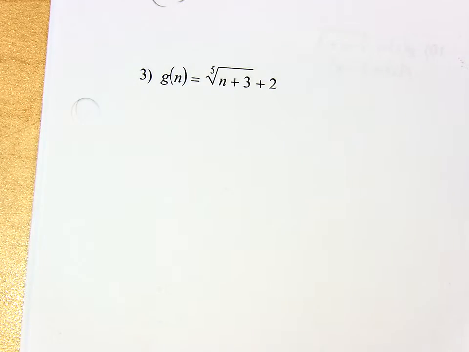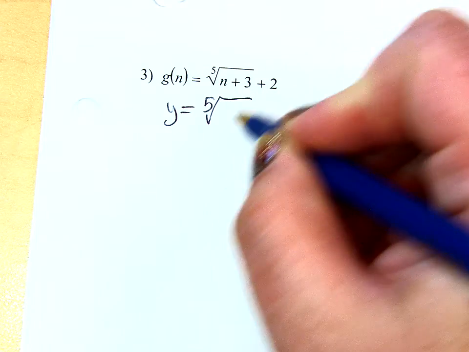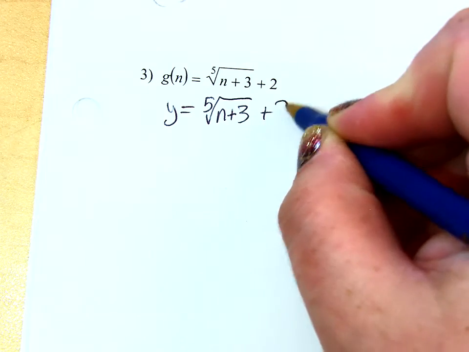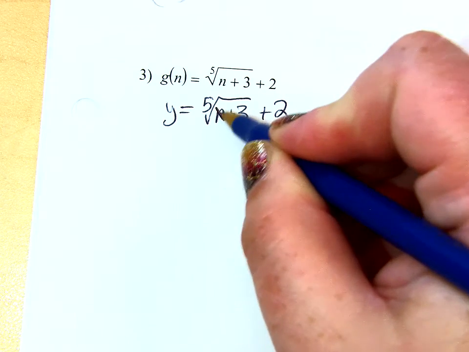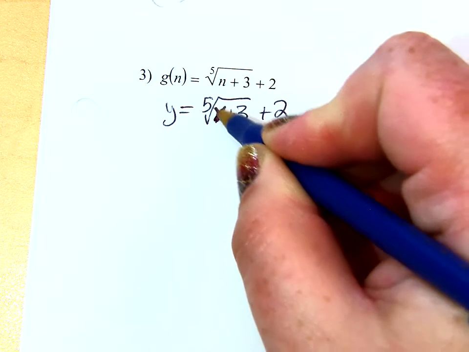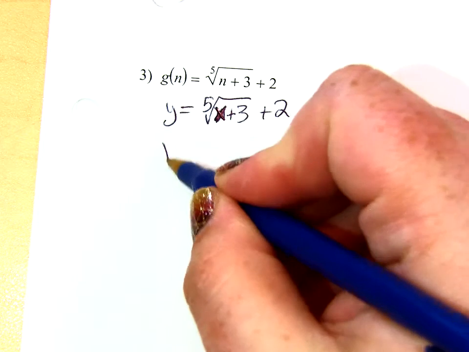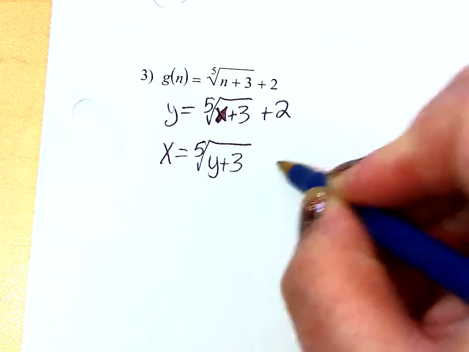So g of n, again, that's the same thing as y. So here is my original. And I know they have an n instead of an x, whatever. So instead of n, I'm just going to put an x. I hate when they don't use x and y. But whatever, same thing. So if I want to find the inverse, I'm going to swap those two. So step 1, x equals the fifth root of y plus 3, plus 2.